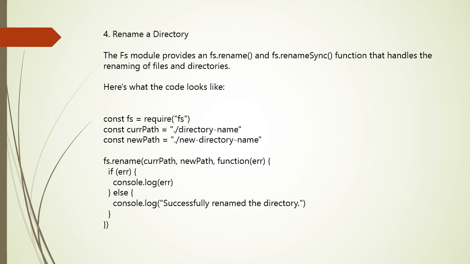The first thing that we have done is we have created the currentPath and newPath variables. This represents the path to the directory we want to change and the new name we want to give the directory. Then we use the fs.rename function and give it three parameters: the currentPath variable, the newPath variable, and a callback function that returns an error if one occurs. When you run the code, a success message will be logged. If an error occurred, the error message will be logged.